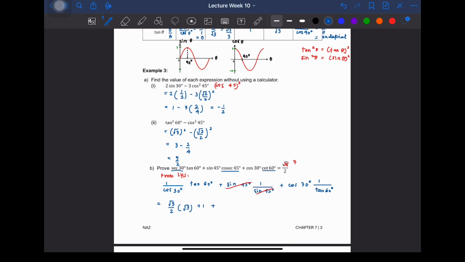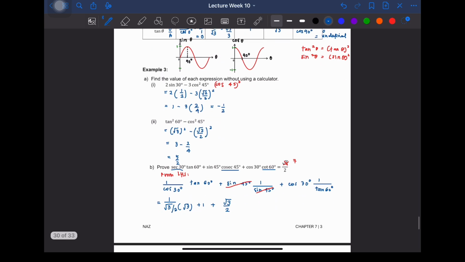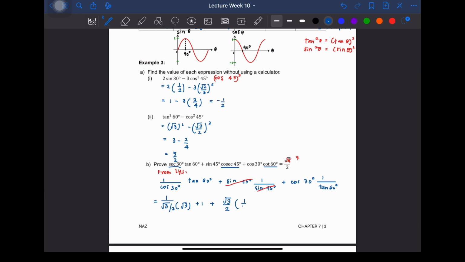Then plus, so cos 30 degree again is, oh sorry, I think I have a typo over here. So this one is 1 over cos 30. 1 over cos 30 means it's 1 over square root 3 over 2. Okay, so let me correct this. 1 over square root 3 over 2. Okay, and then this one is square root 3 over 2. So we have over here square root 3 over 2. And then 1 over tan 60. So tan 60 again is here. So 1 over square root 3. So times 1 over square root 3.